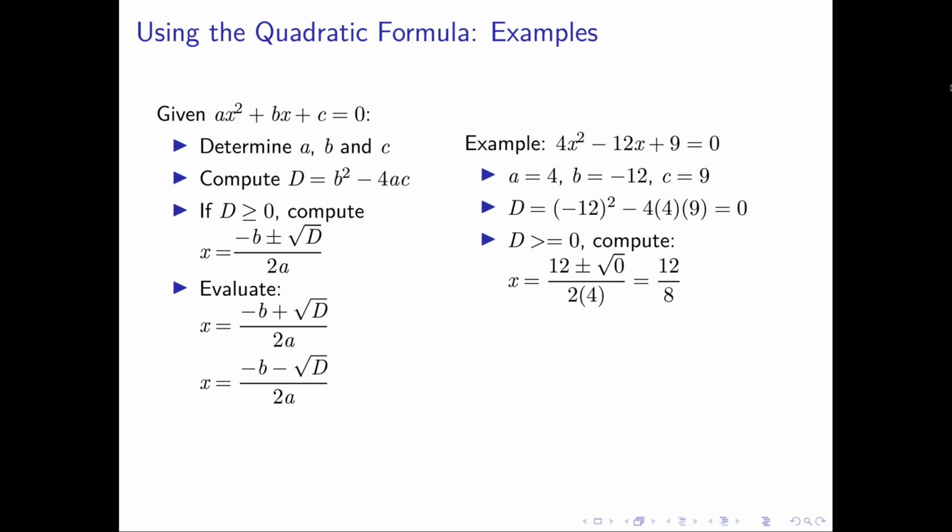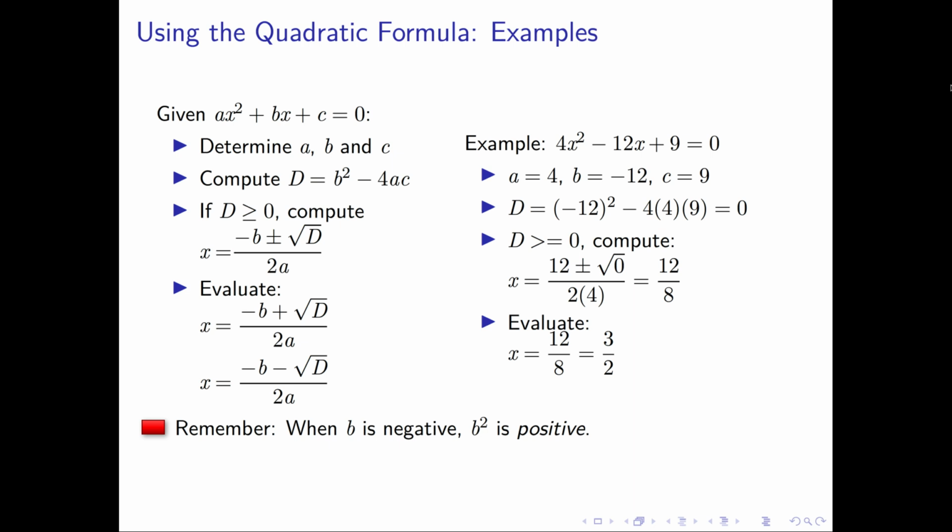Okay? Now, since the discriminant is greater than or equal to 0, we compute x equals 12 plus or minus the square root of 0 over 2 times 4, and that is equal to 12 over 8. And we can simplify, and we note that there is only one solution, 3/2, because 12 plus 0 and 12 minus 0 are the same. Now the hint here is remember that when b is negative, b squared is always positive. You're squaring a negative number, make it positive.